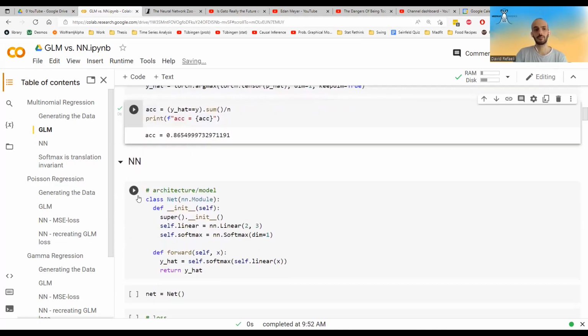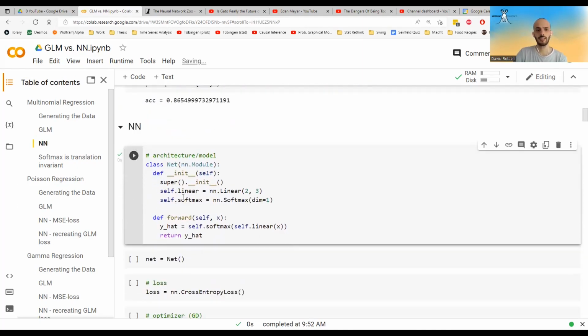Okay, let's now do it with a neural network. So here I'm creating the linear layer, and it has 2 inputs and 3 outputs. Again, bias is automatically included. If you don't want to include it, you have to specify it. And then I do the softmax activation. And I tell the softmax that the softmax is in relation to the columns. Okay, so the rows will be different observations. I wanted to take the softmax per each column.